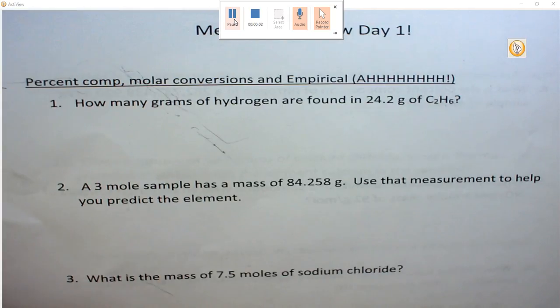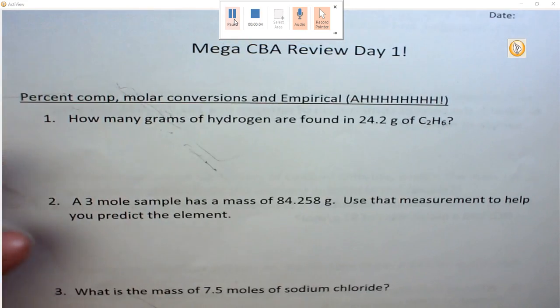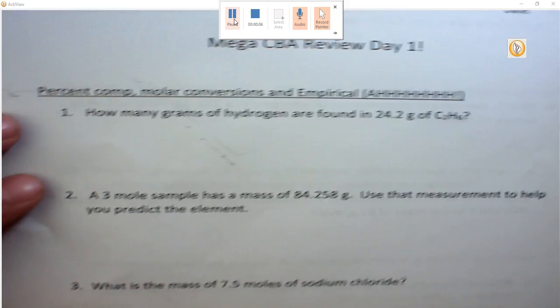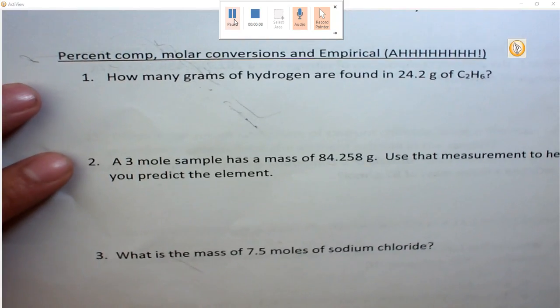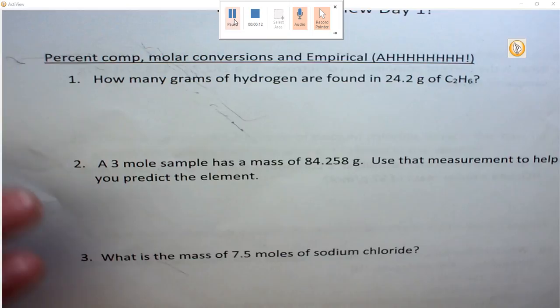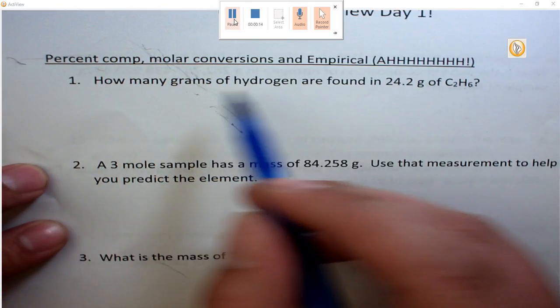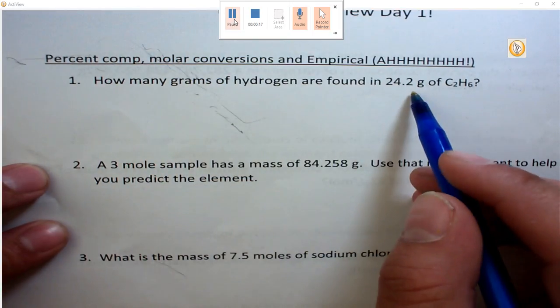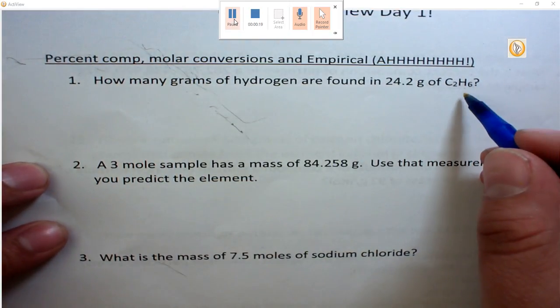Alright guys, this is going to be the first video for Mega CBA Review Day 1. So we're going to look at each of these and see how we can best get to the right answer. So, number 1. How many grams of hydrogen are found in 24.2 grams of C2H6?